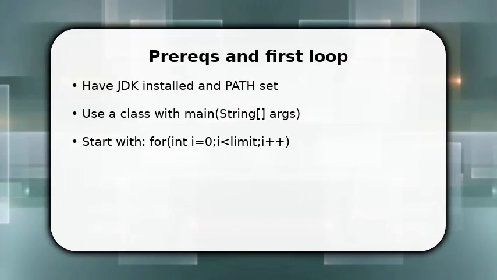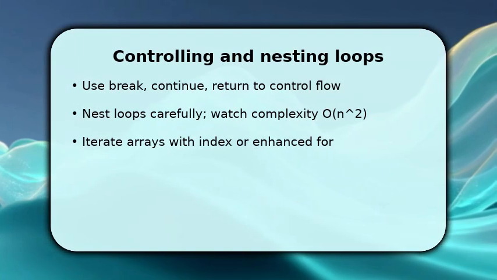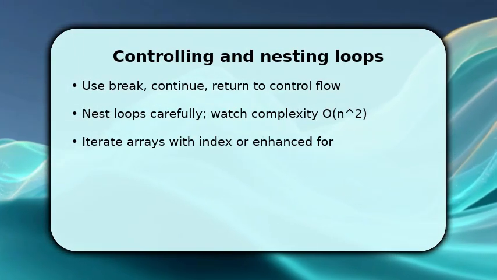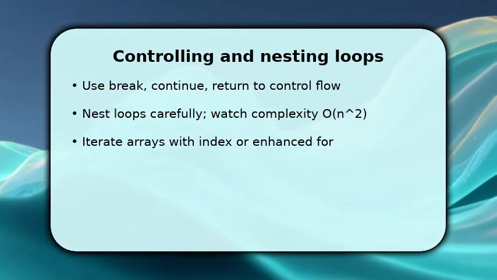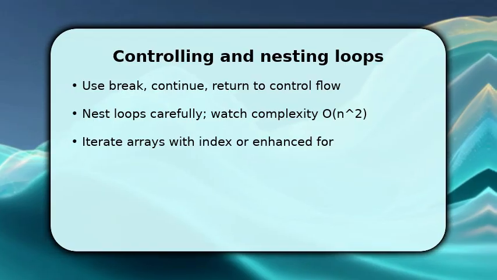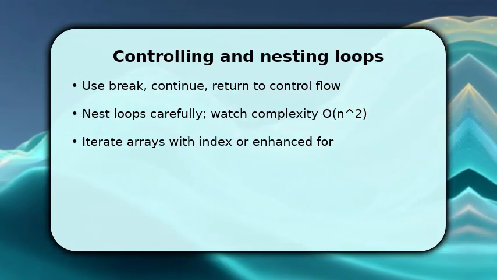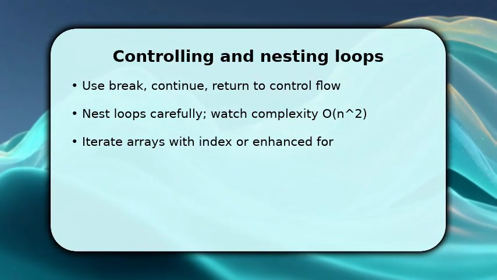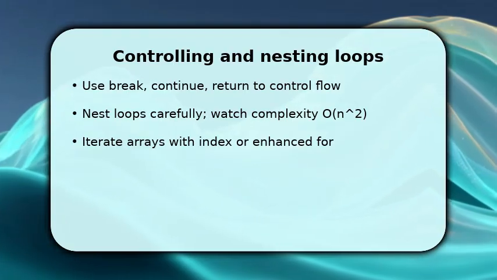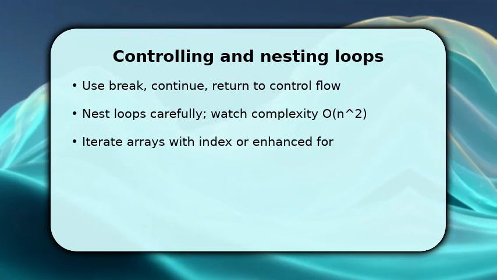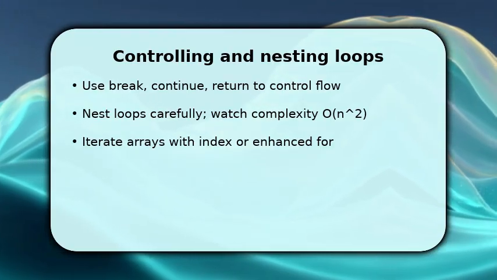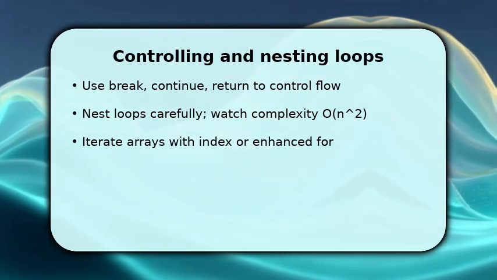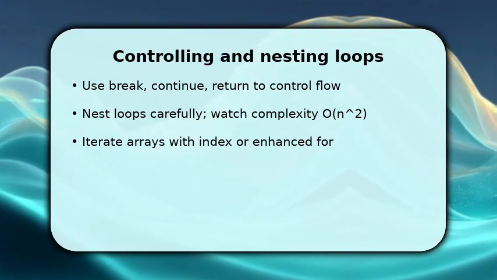Now expand the loop. Use break to exit early, continue to skip an iteration, and return to leave the method immediately. Once done, consider nesting when handling grids or pairs, but be mindful. Nested loops can raise complexity to O(n^2) and slow tests. Also, iterate collections with the enhanced for, for (Type x : collection), for readability versus indexed loops when you need the index.